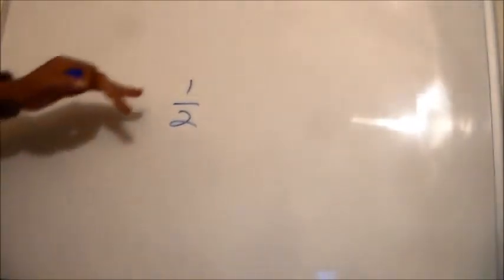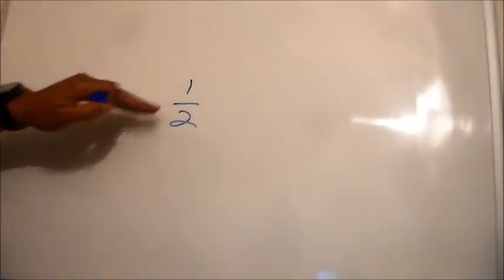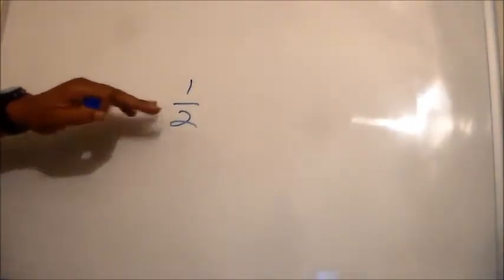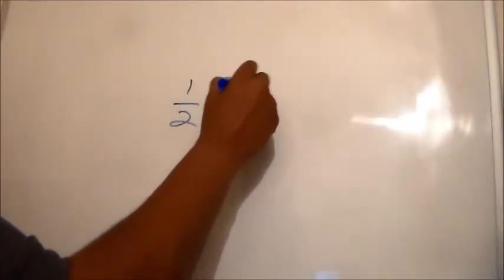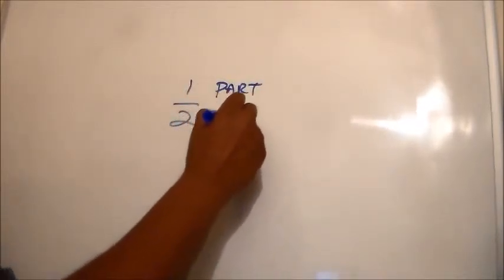If you don't know what a fraction is, this is a fraction. Let's see, 1 over 2. So it's like a whole number divided by a line and then another whole number. And we need to look at this a certain way. We could look at this as a part of a whole.